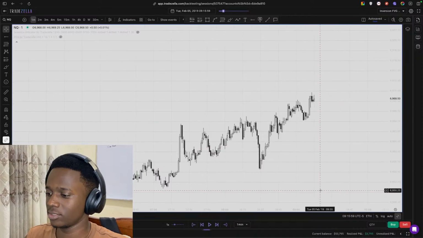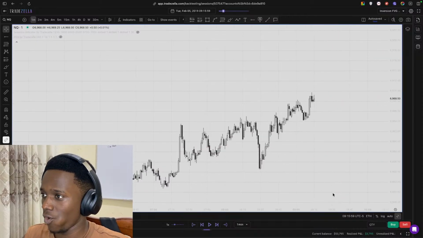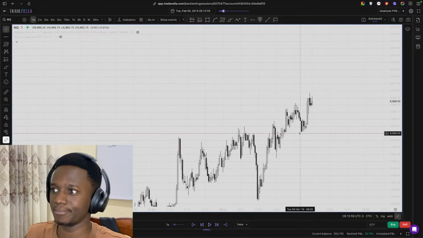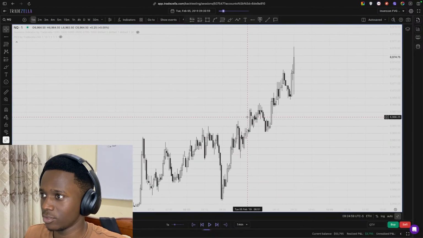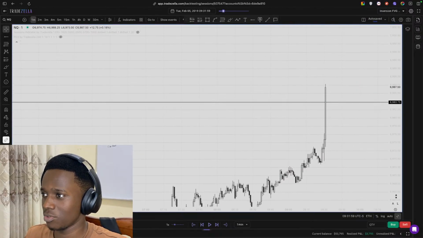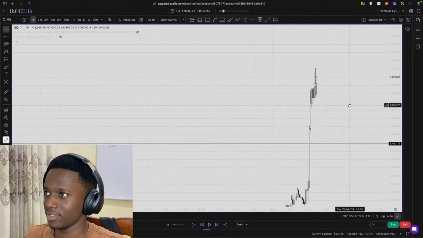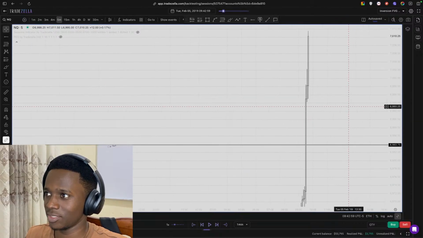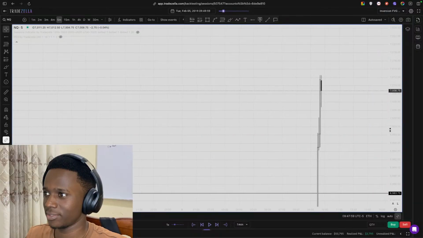So let's see if price goes higher. Okay, so right at the open, price shoots to the previous daily high. Let's see if it retraces for me to take any entries. Nope, it doesn't.